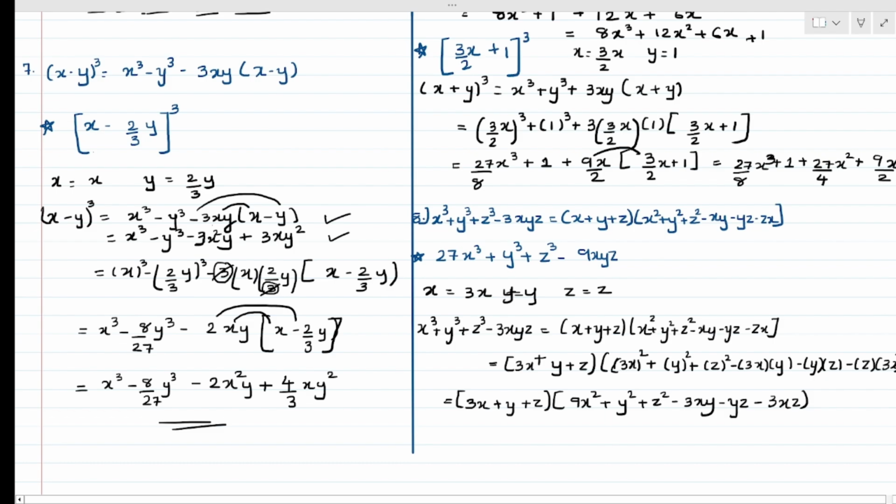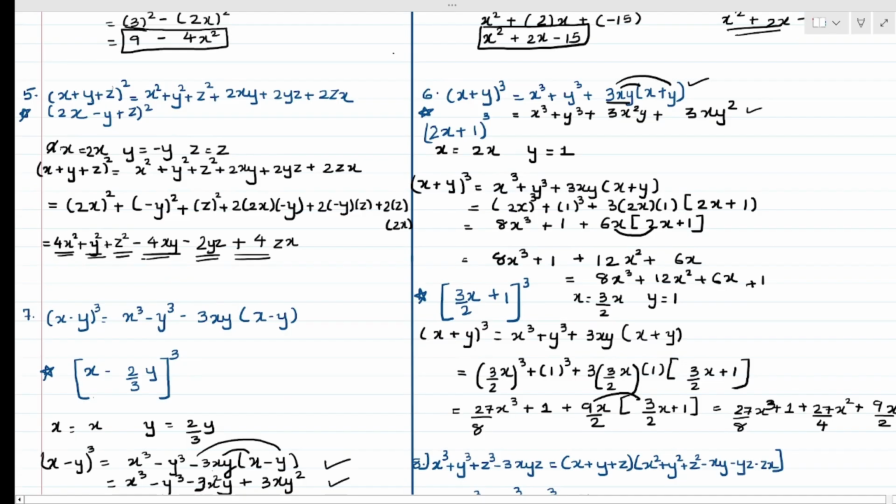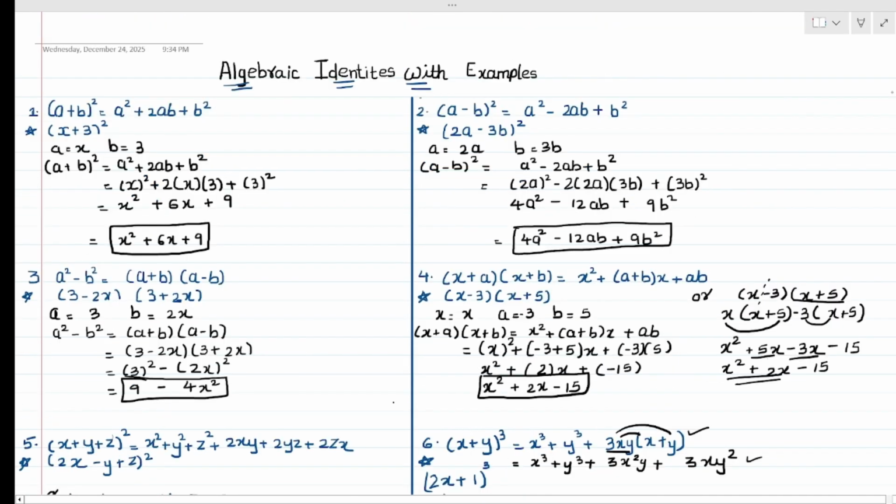So here we have seen a total of 8 identities, and I hope you will practice hard and remember all the 8 identities. I hope you understand.